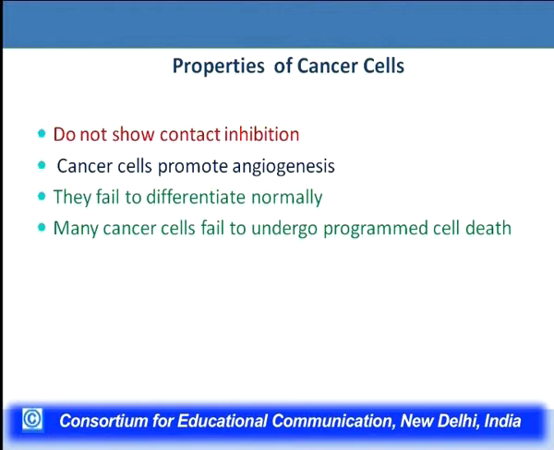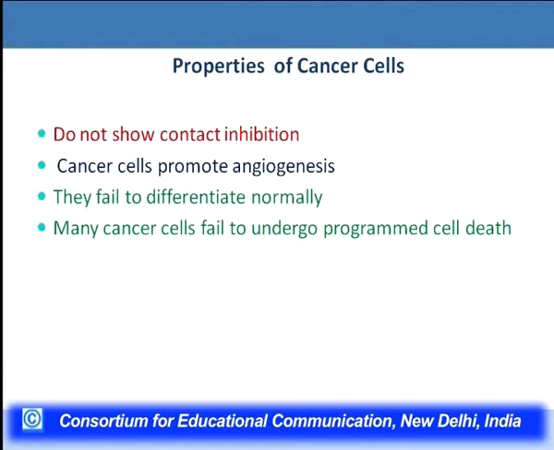Another property which is seen in the cancerous cell is that they do not show contact inhibition. A normal cell, whenever it comes in contact with another normal cell, will not divide further. It will stay as such. But the cancerous cell does not show any inhibition even if it comes in contact with a neighboring cell.